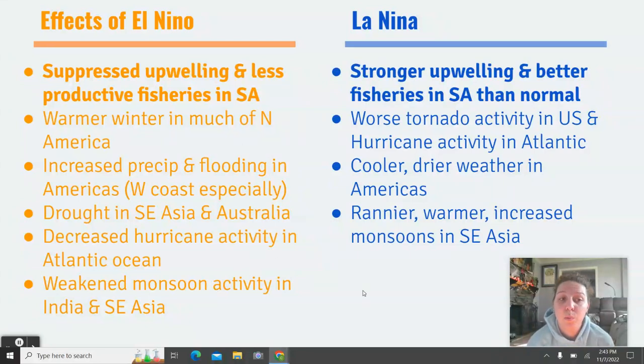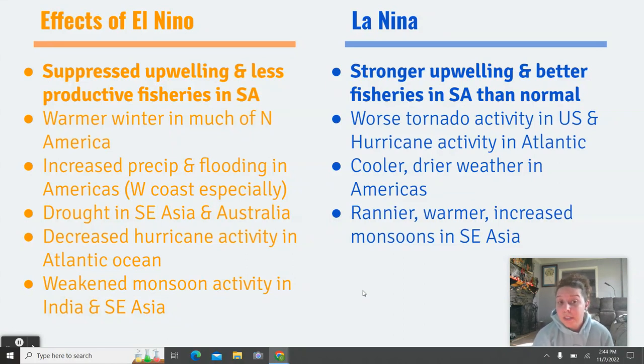But if we have a warmer winter, then we see a lot less pest die off in the winter. Things like ticks, parasites, they're not going to die off as much in the winter, so we'll see more of them the next season. Increased precipitation and flooding in the Americas, especially on the West Coast, because they're the closest to where these events are happening. And this could cause droughts in Asia and Australia, which are going to not be good for farmers there. And not only not good for the farmers, but not good for the local people that rely on the food.